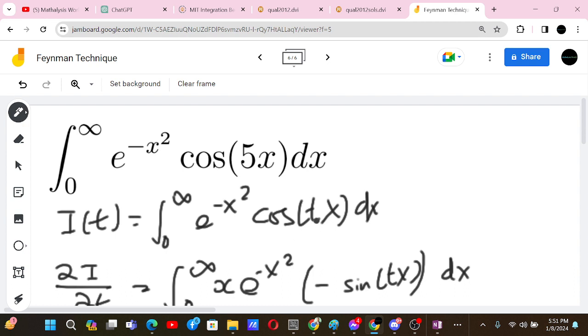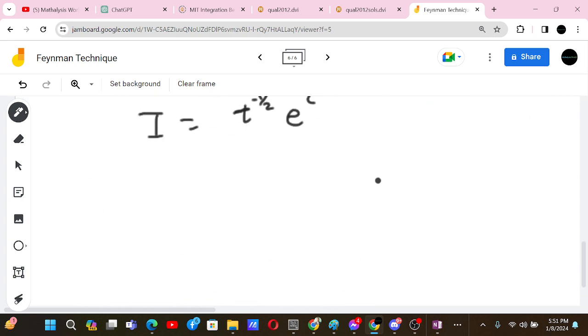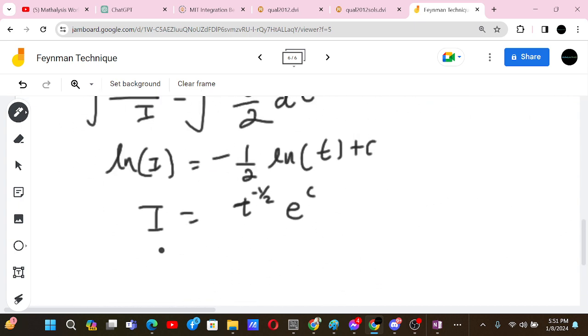Now if we have t as 0, this is just root pi by 2. If t is 0, this will be 1, and the integral of e to the power minus x square dx is a well-known integral, that will be root pi by 2. So I of 0 is root pi by 2. We will use that: root pi by 2 equals 1 to the power minus 1 by 2 times e to the power c.